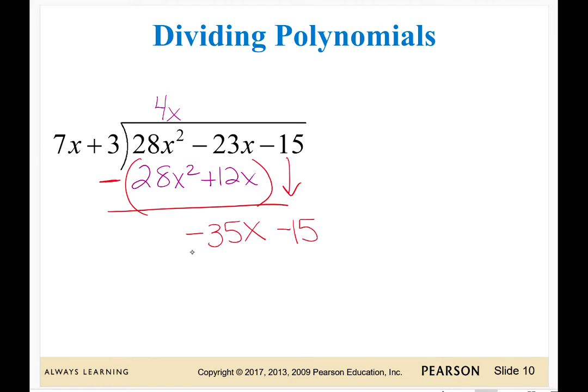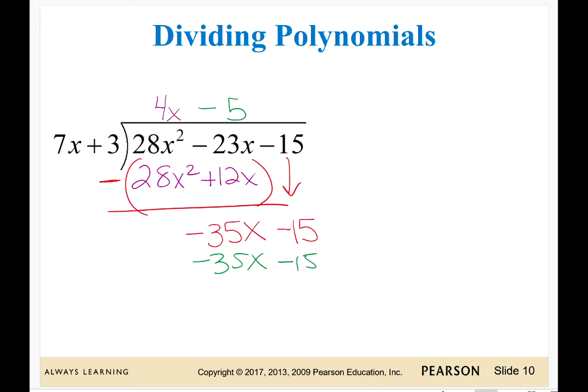7x times what would give me negative 35x? And that would be negative 5. So negative 5 times 7x would give me the negative 35x that I'm looking for. Negative 5 times positive 3 is oops, not positive. Where's my eraser? All right, so negative 5 times positive 3 is negative 15x.